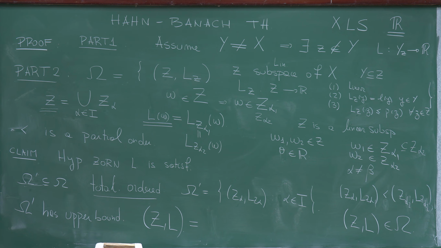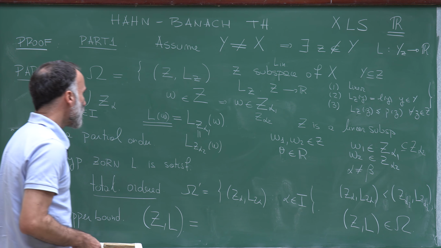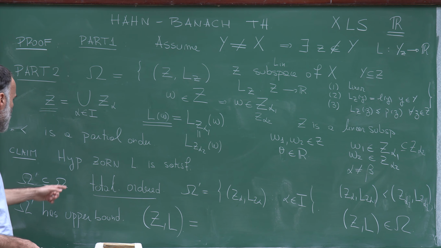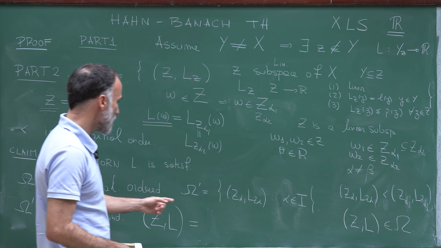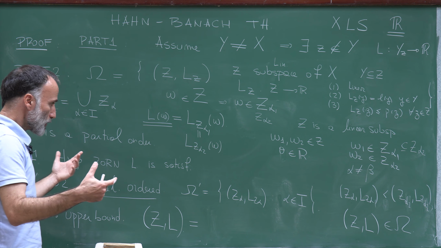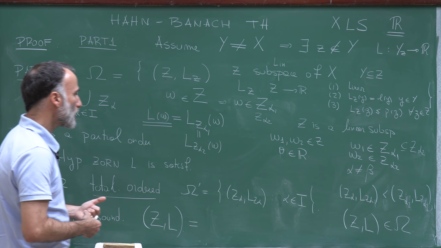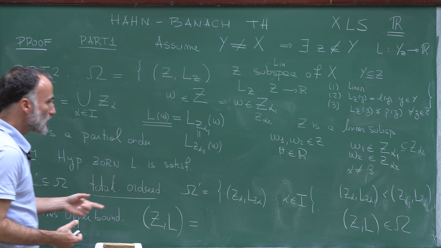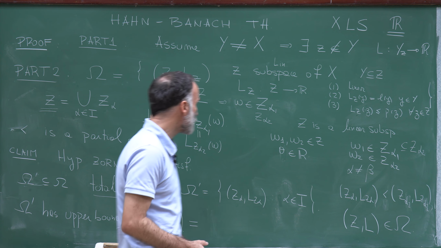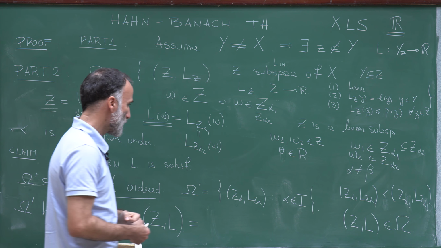Now, I want to show that Z, L is an upper bound. So I want to take any element in omega prime and show that this element of omega prime is bounded by this one. So take an element of omega prime. It's a pair, Z_alpha, L_Z_alpha. Well, I claim that Z_alpha is contained in Z. This is clear from the definition of Z, because Z is the union of all of them. So Z_alpha is contained in Z.